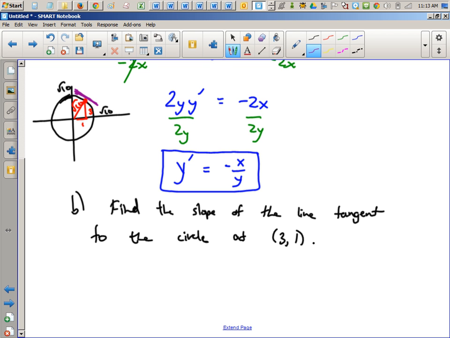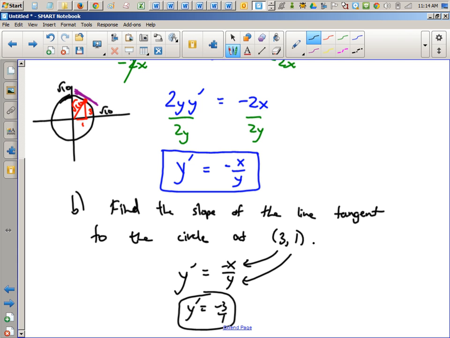So the slope can be found by plugging in an x, of course. We've been doing that in the past. But in this case, we're just going to have an x and a y if we want to find slope. So y prime is just negative 3 over 1. And that's a reasonable answer. Look at your line. It is downsloped, right? It's sloped down.